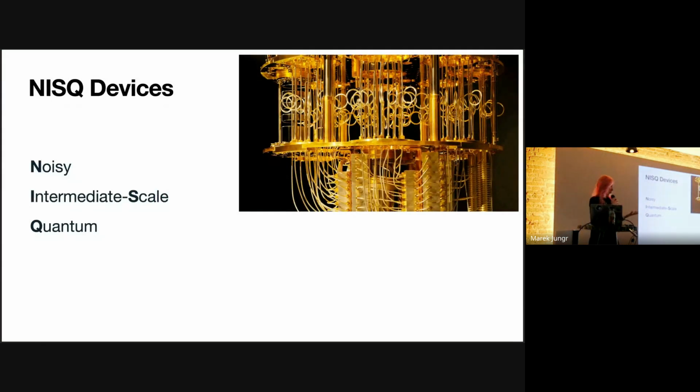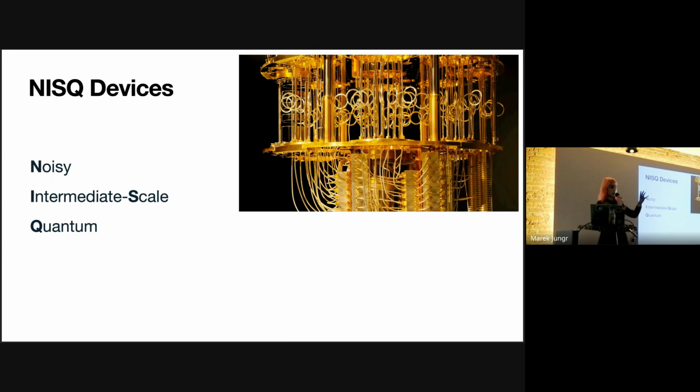But we have some quantum computers already. They are just not like this. They can do stuff, but they are called NISQ devices. That stands for Noisy Intermediate Scale Quantum Devices. What does it mean? Noisy stands for this interaction with the environment.